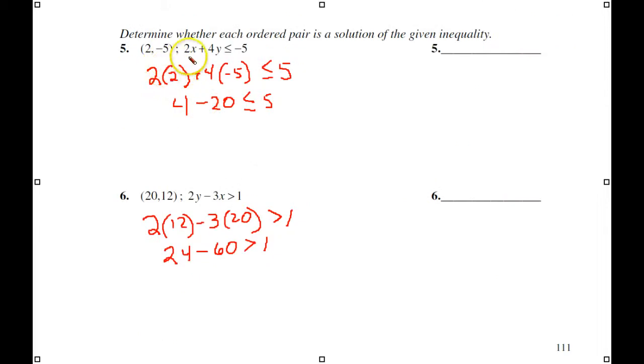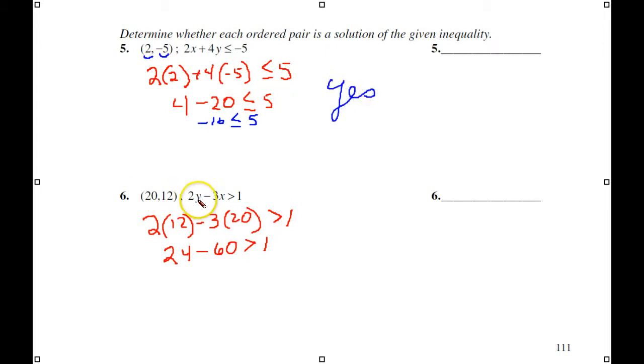Now here we have to place the x coordinate where x is, and that gives us a 2. The y coordinate where y is, that gives us a -20. And then we see if this expression or inequality is true. Well, this is going to be a -16. Is that less than or equal to 5? And that answer is yes.